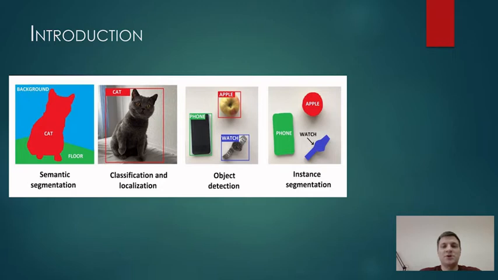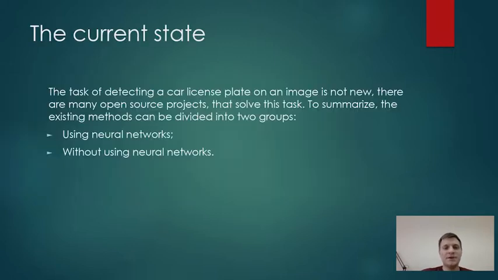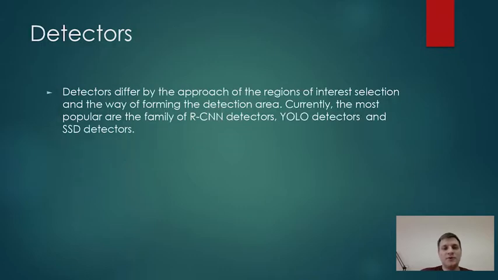Manually labeling a large dataset is a time-consuming process because in addition to labeling objects, you need to control the correctness of produced labels. The task of detecting a car license plate on an image is not new. There are many open source projects that solve this task. To summarize, the existing methods can be divided into two groups: with using neural networks and without using neural networks. Using neural networks for image processing is a stable trend of recent times. Neural networks show higher effectiveness in solving many image processing problems than other algorithms.